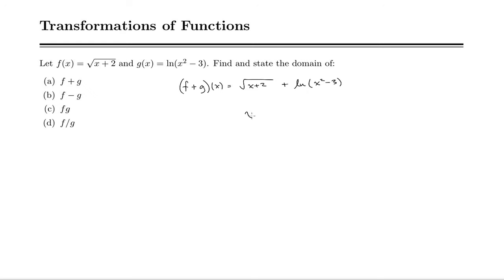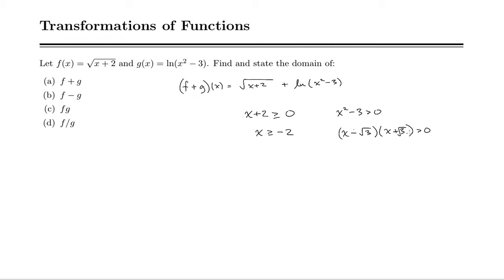We have a square root of something, so that something has to be greater than or equal to 0. We also have a natural log of something, so that something has to be greater than 0. Alright, so this tells us that x is greater than or equal to negative 2. And here, this says that x squared minus 3, I'll factor this, x minus root 3 times x plus root 3, has to be greater than 0.